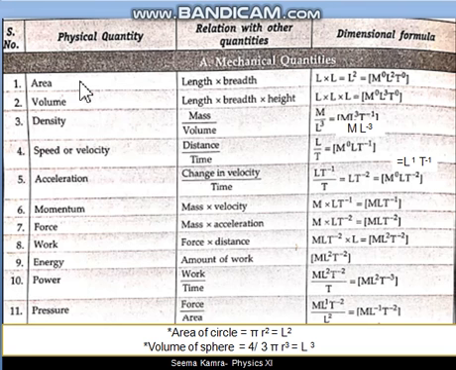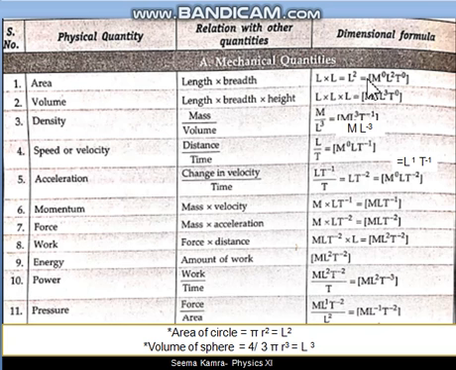Suppose this is the area of a rectangle. The area of a rectangle is length into breadth. Now, to get its dimensional formula, we have to replace them by the symbols. The standard 7 symbols are there. Length is expressed as L, and breadth is also measured in meter or centimeter only, so it is also length. That's why length into length will become L square.